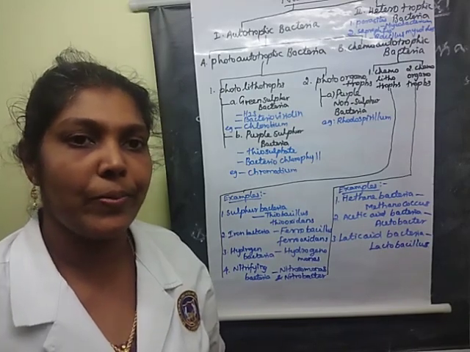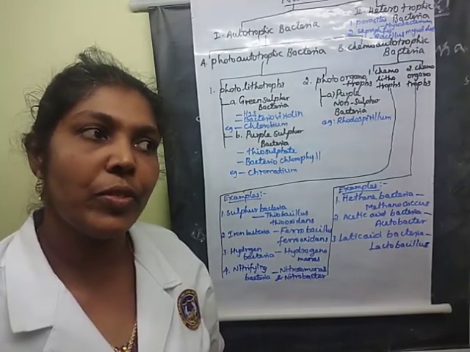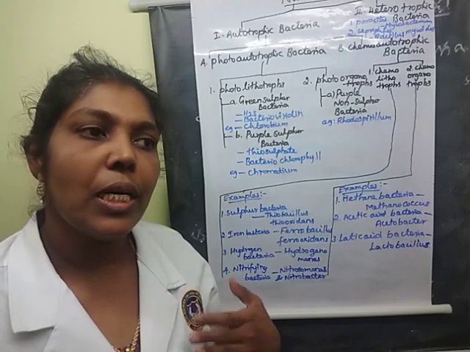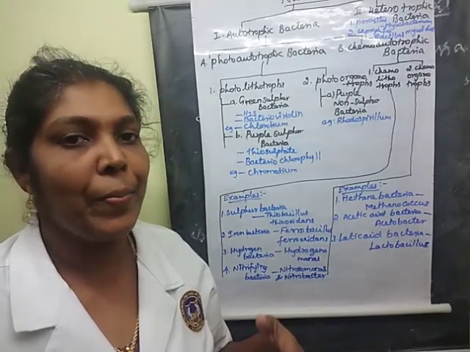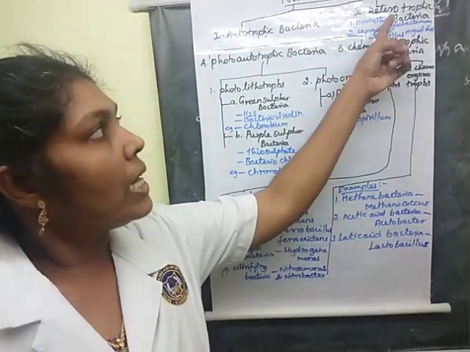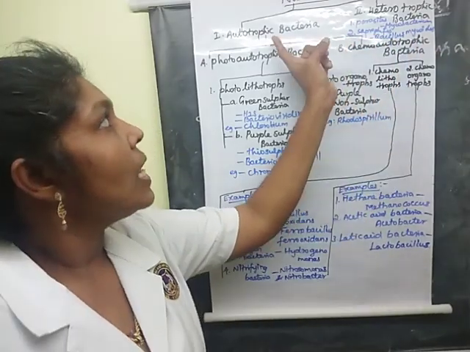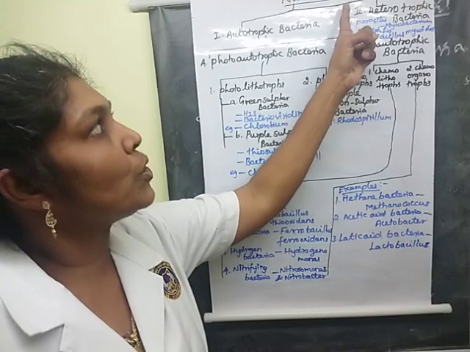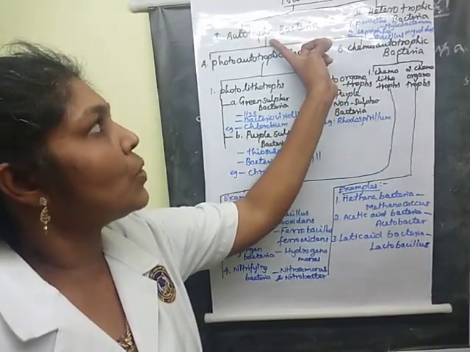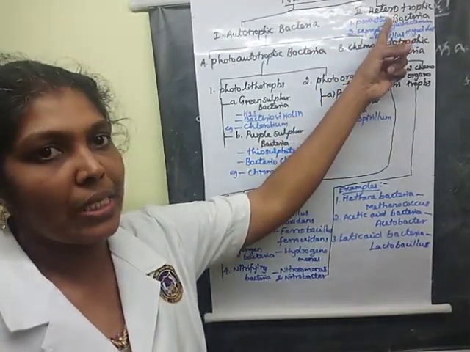Autotrophs and heterotrophs. What does autotroph mean? Very good. Own food. You are preparing that food yourself. Heterotrophic means depending on other organisms. Clear? So what are the two major types of nutrition in bacteria? Autotrophic bacteria and heterotrophic bacteria.